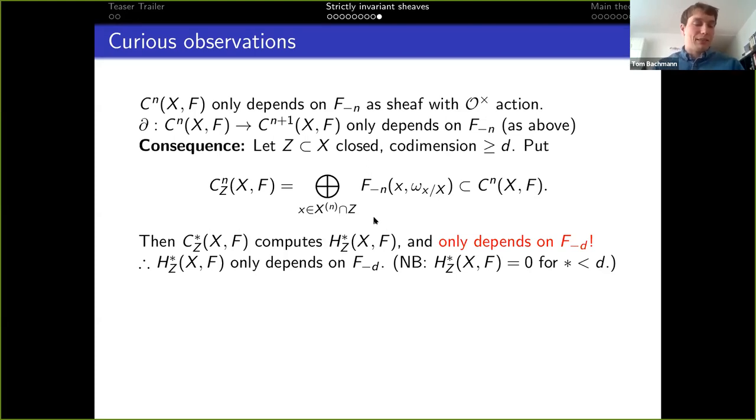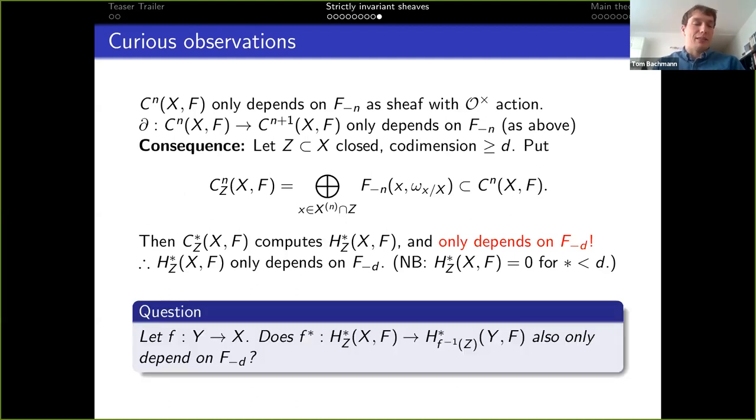Again, I will admit this is maybe a bit esoteric, but while we're at it, I feel like there's a question which presents itself, which is if I have some map from Y to X, then I can of course do pullback in the cohomology with support in Z. And I land in cohomology with support in the inverse image of Z. Now this group only depends on F minus D. This maybe also only depends on F minus D, but what about the map? I mean, I don't know what this map is. I mean, it comes out of some weird injective resolution sheaf cohomology theory. What do I know? But surely one would guess that it should also only depend on F minus D. Now, if we've already looked at this crazy observation, that I feel is a reasonable question.